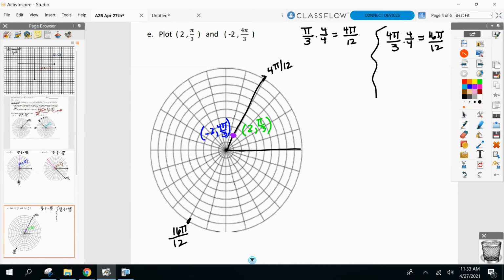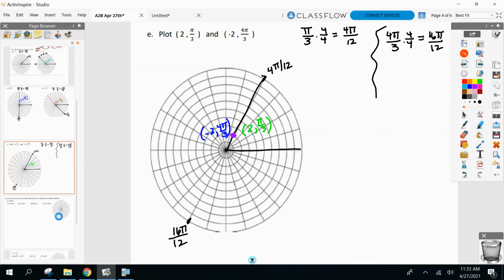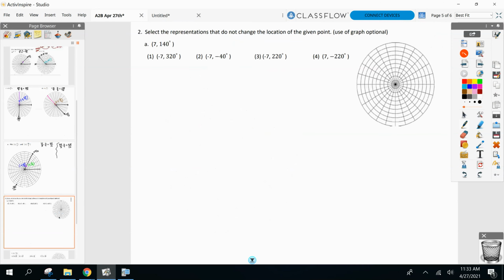Because now what we're going to do, go ahead to the next one. I'm going to give you a point, and I'm going to see how many ways you could rewrite it to stay in the same location.